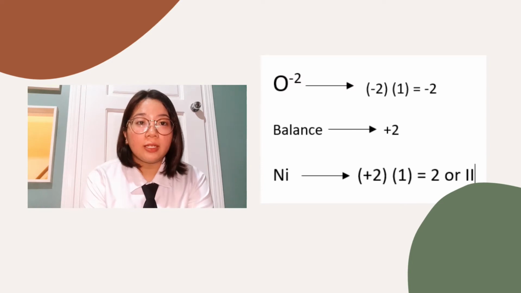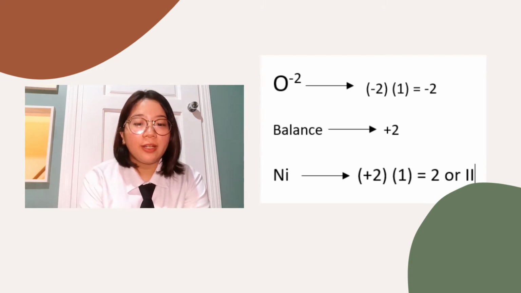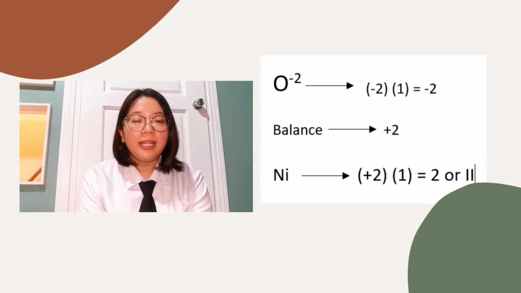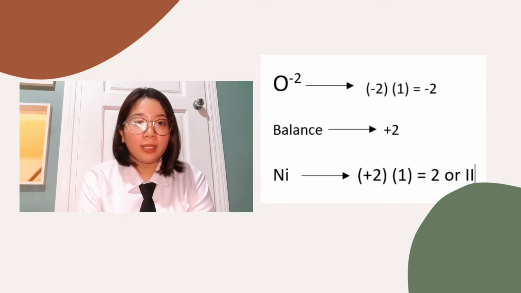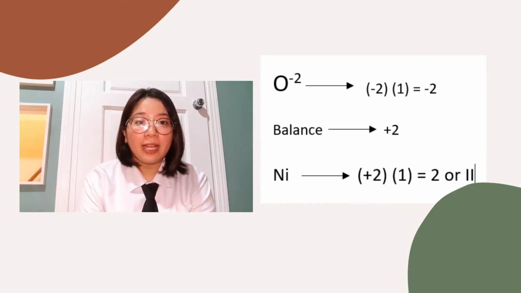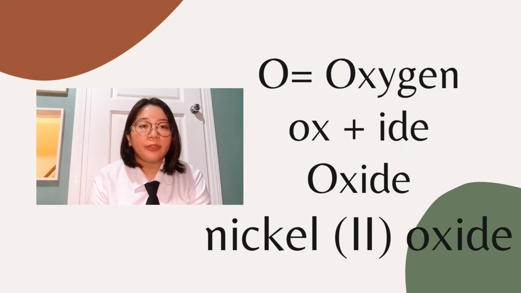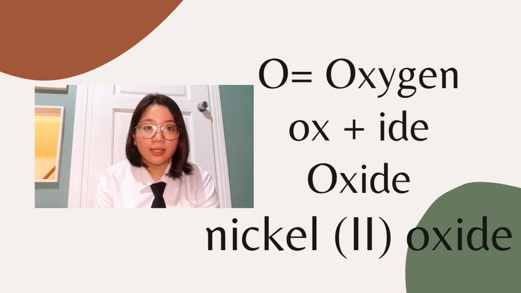To find the charge of nickel, look for the charge of the non-metal O or oxygen in your periodic table, which is negative 2. Multiply it by the number of its atoms. Since there is no indicated number, it will be 1. Negative 2 times 1 is negative 2. Balance it to the total positive charge, which is positive 2, and divide it by the number of atoms of the metal Ni or nickel, which is 1, and the answer will be positive 2. Get the root of the non-metal, which is ox, and add the suffix -ide, and it will become oxide. Combine it together, it will be nickel(II) oxide.